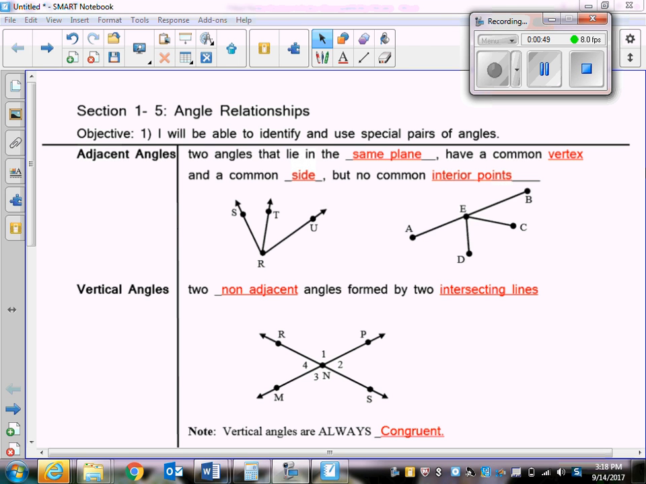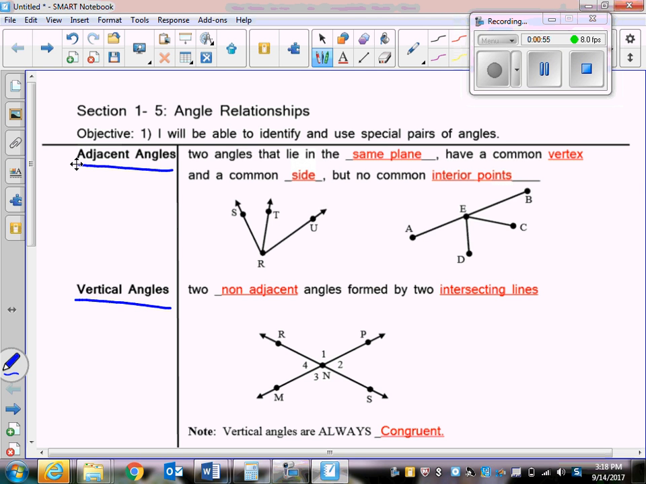So what we're going to be doing today is talking about angle relationships, and these are the definitions we're going to go through. Make sure you know what they mean because you will see them again on a test question or a quiz question. So what are adjacent angles? They are two angles that lie in the same plane and have a common vertex, which is this point, and a common side. So they have one side that is common to them.